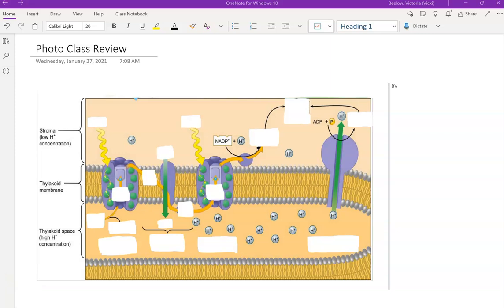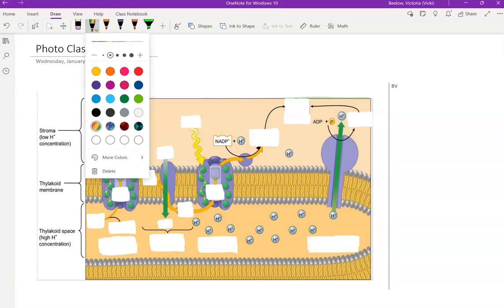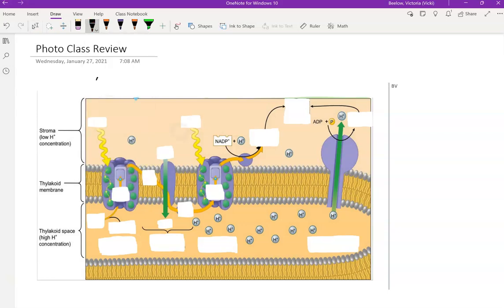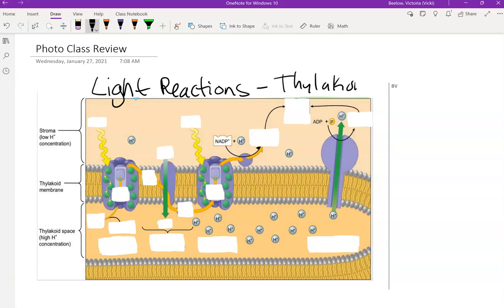In this video, I'm going to be going over the light reactions and the dark reactions, which are two big focal points of the photosynthesis unit. So first, I'm going to start with the light reactions. And note that this is occurring in the thylakoid.